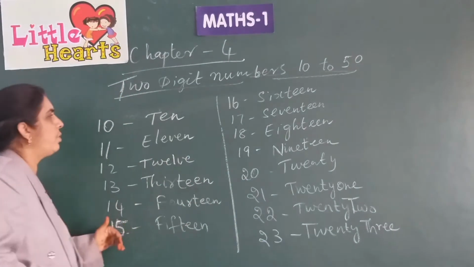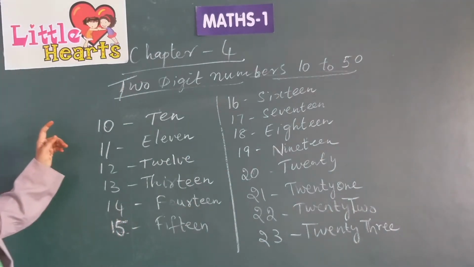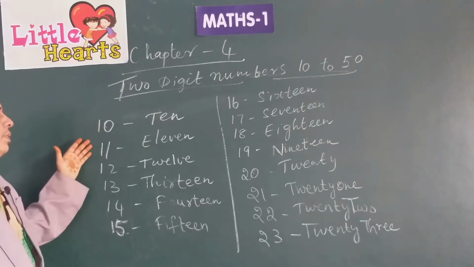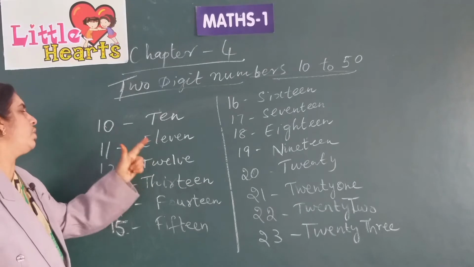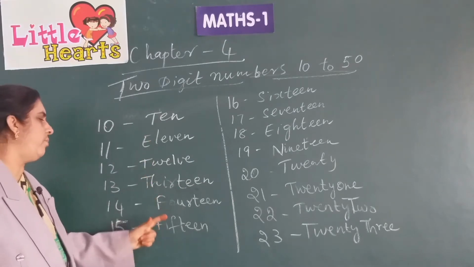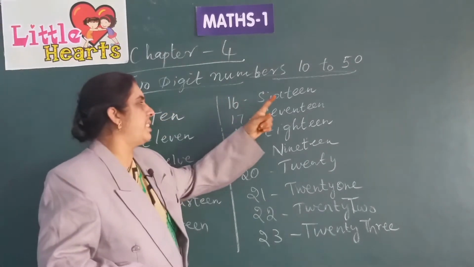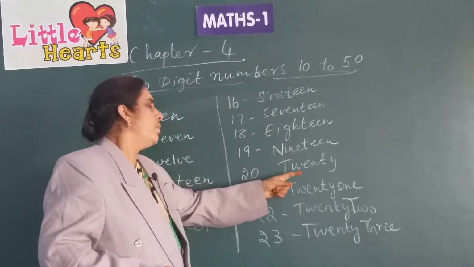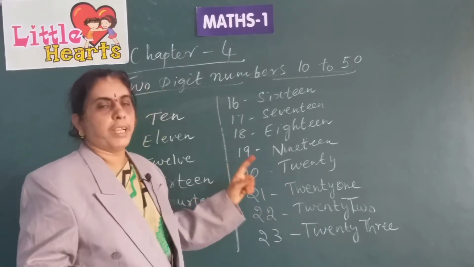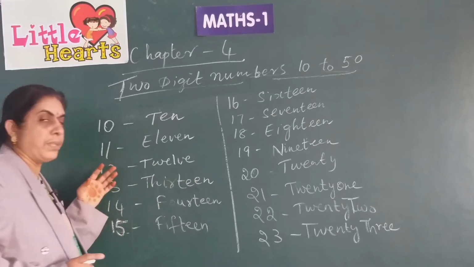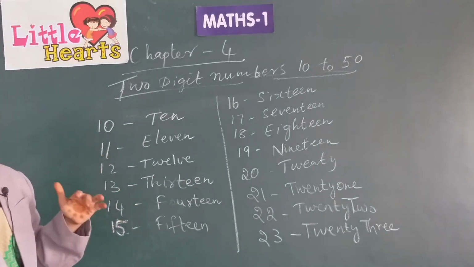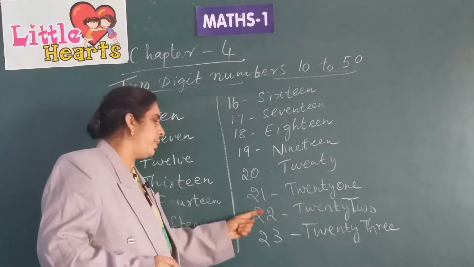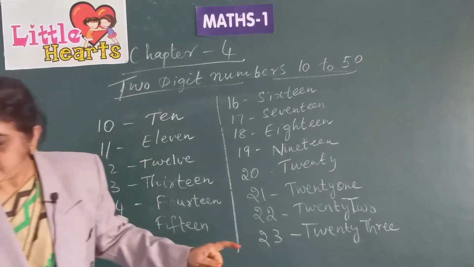These are the spellings of 10 to 20 you can learn. So 10, 11, 12, 13, 14, 15, 16, 17, 18, 19, 20. So you should be able to learn the number names, and that is the spellings of these numbers. After 20 comes 21, 22, 23.